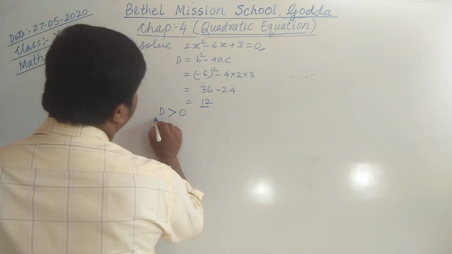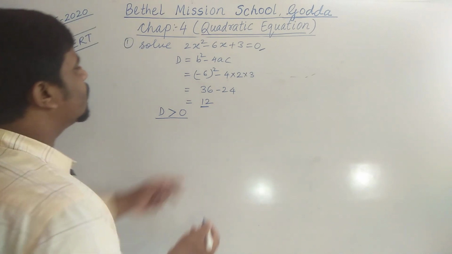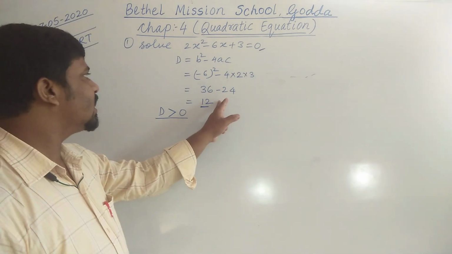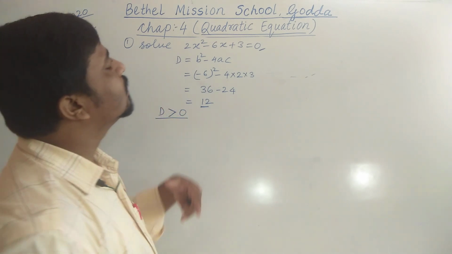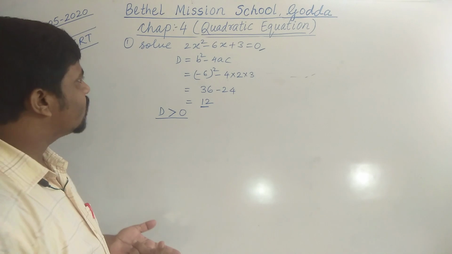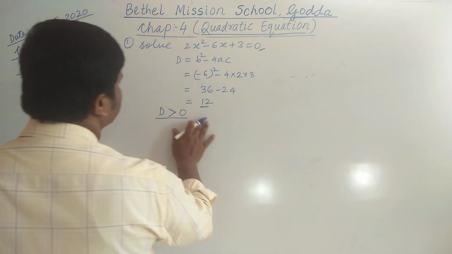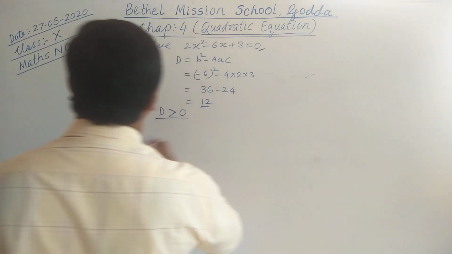So now we will find the roots. If we get a negative value, meaning D is less than 0, then we will not get any roots there. Here we are getting roots, so we will find them. After that, what will we do?